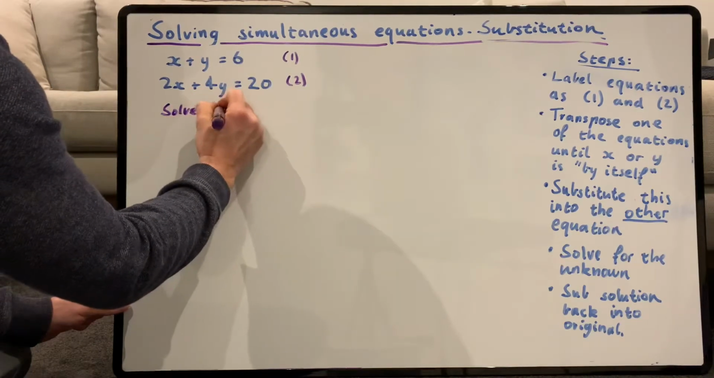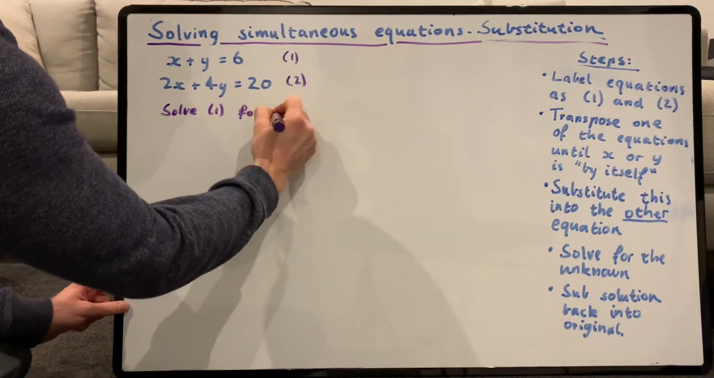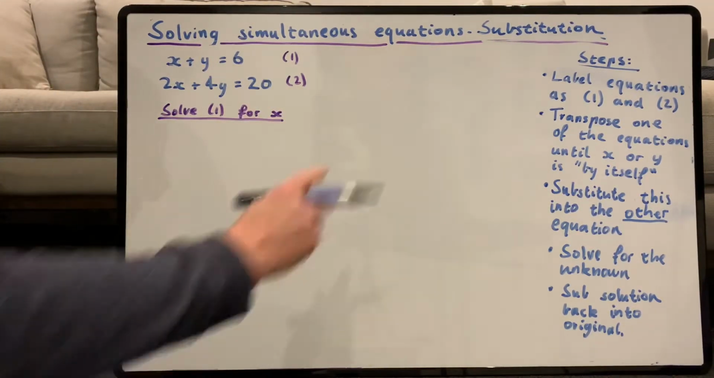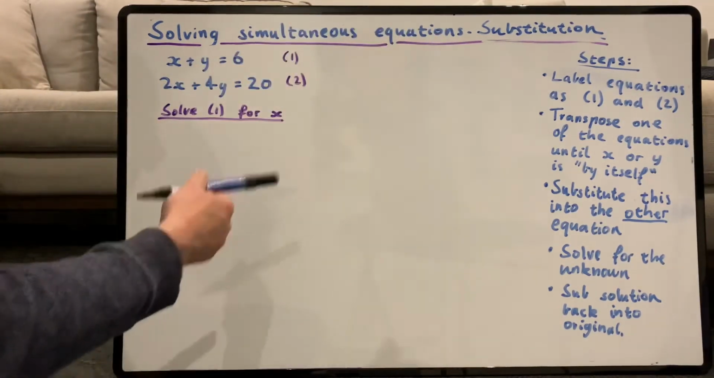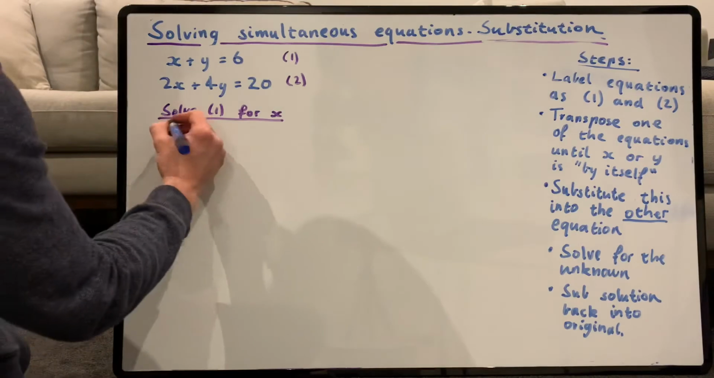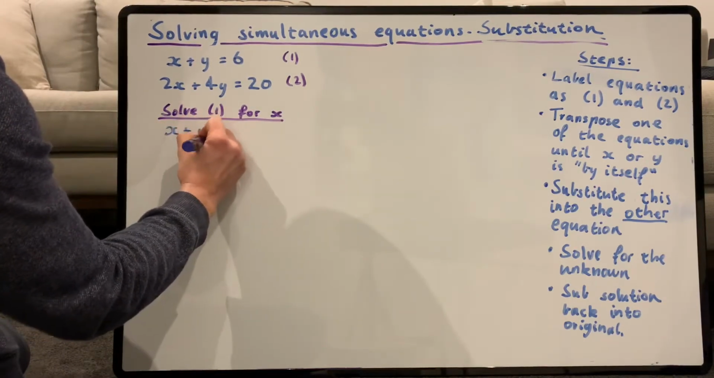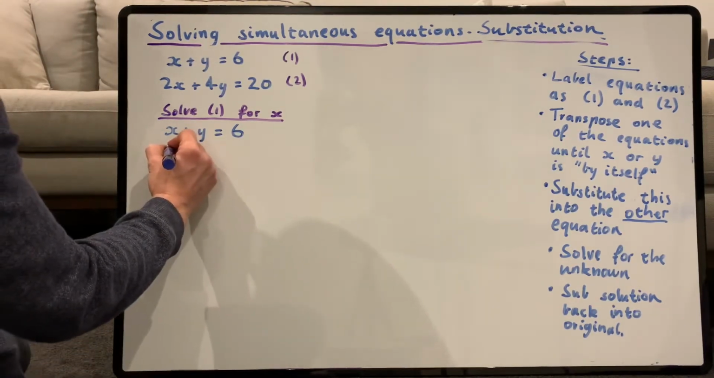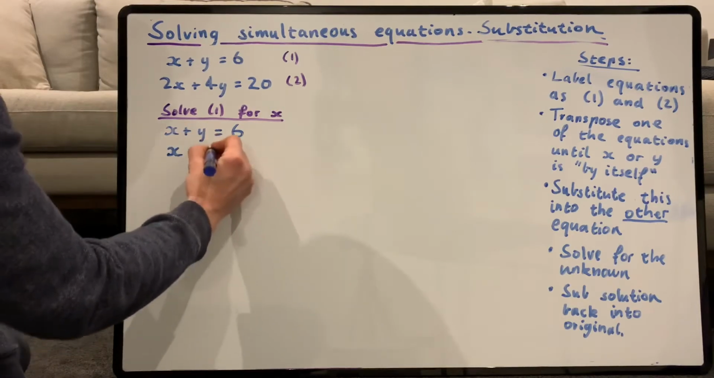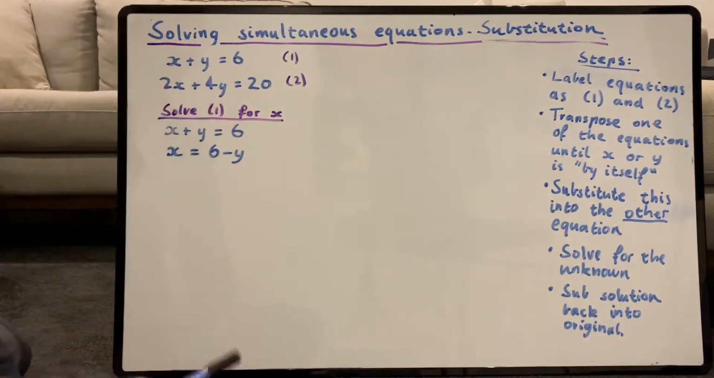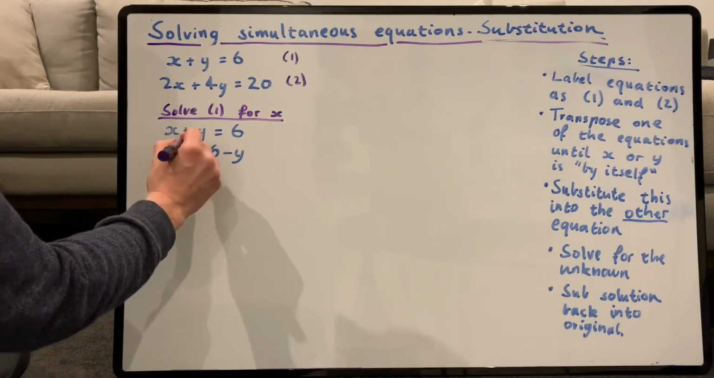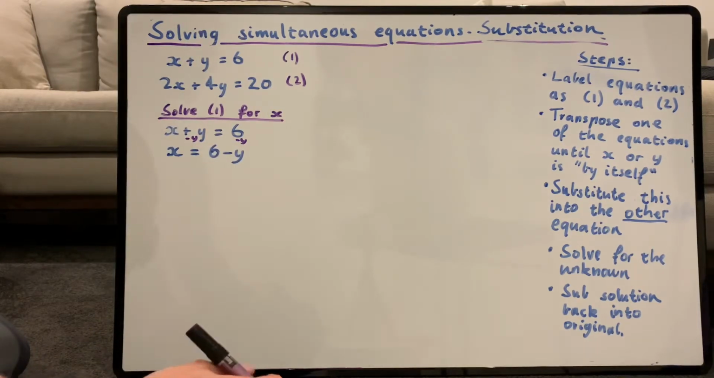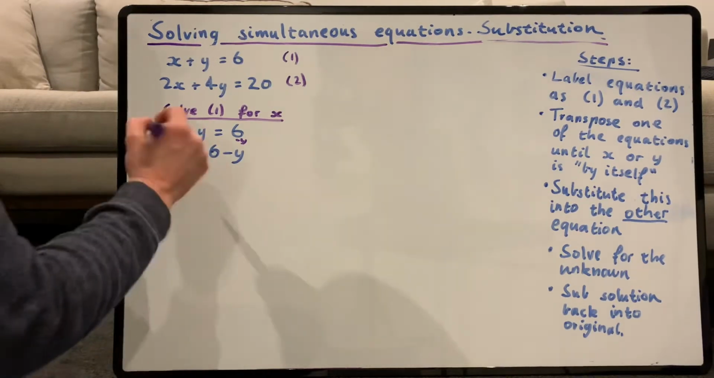Solve 1 for x. And again, it doesn't matter if you solve for x or y. You just have to flip what you do later. It's all about which one looks easier. All right, x plus y equals 6. Solving for x, x equals 6 minus y, because we're subtracting y from both sides. This is called transposing. Okay.